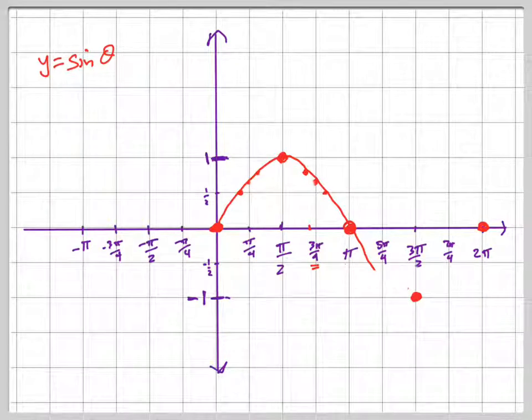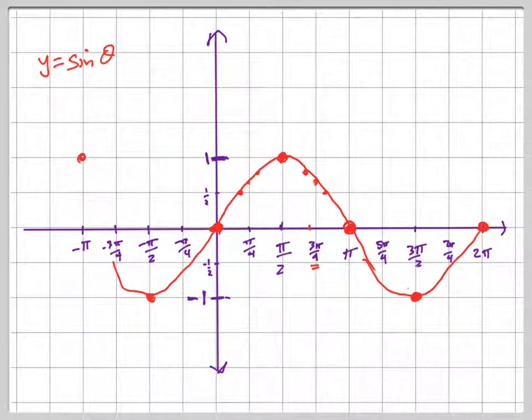Yeah, so that's what we're doing when we're graphing this. It's a smooth curve like that. And then it keeps going. It keeps doing that same thing. That's going to be here, that's going to be here. It's going to just keep going.